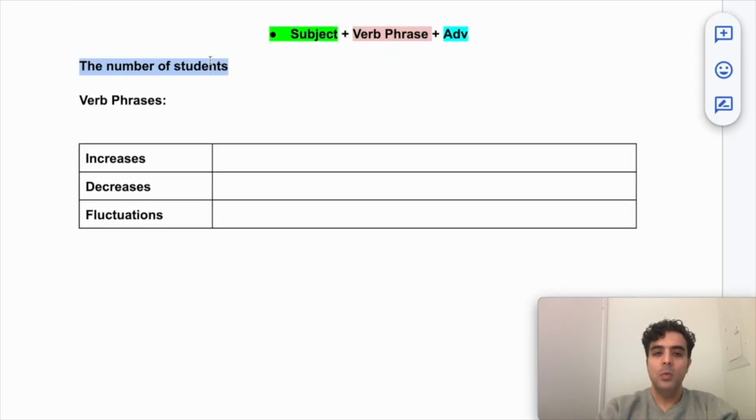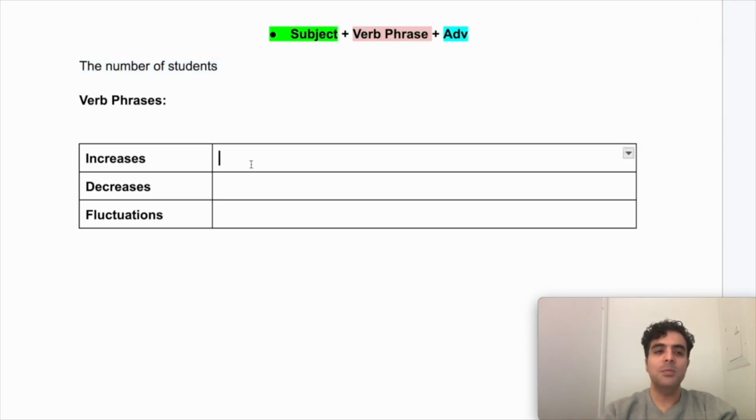Let's start with increases. So if the number of students went up, how can we express this? Well, it's very easy. You could use verbs, and I'm going to present all of these verbs in the past tense, assuming that the data has been collected. And remember, the past tense is the tense that you will be using mostly in your writing.